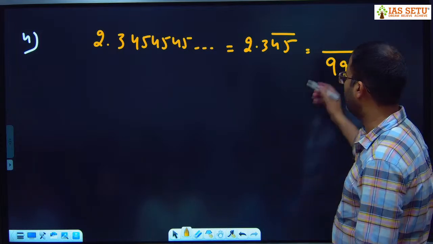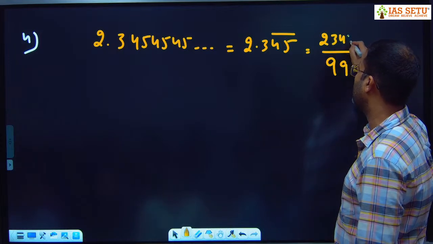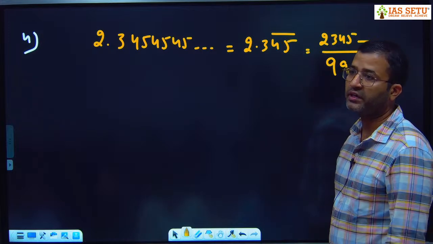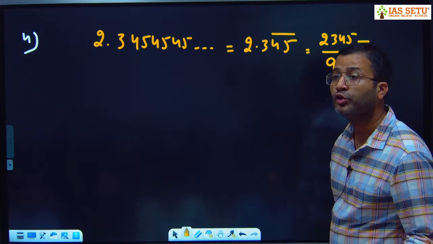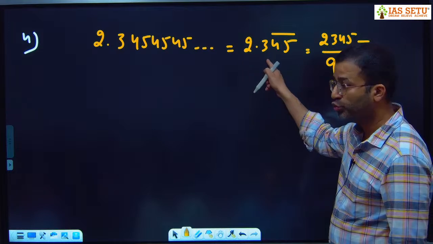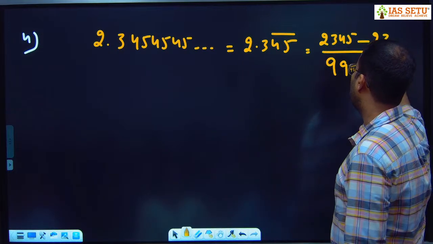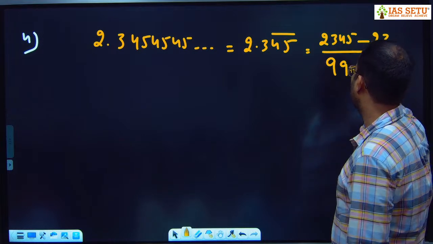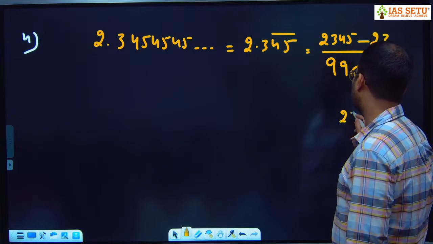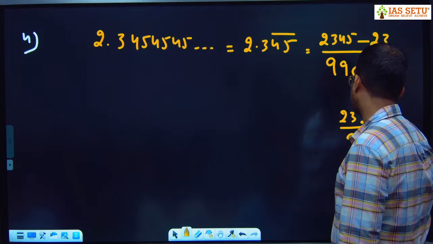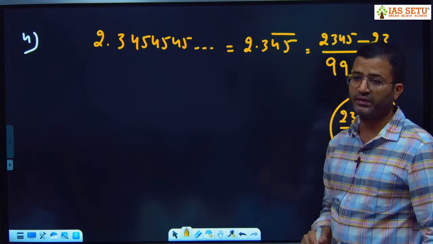Numerator is the total number 2, 3, 4, 5 minus the non-recurring part. What is non-recurring here? 23, because 2 and 3 both are part of the non-recurring part. 2 and 3. 5 minus 3, 2. 4 minus 2, 2. So 2322 upon 990. Simplify.